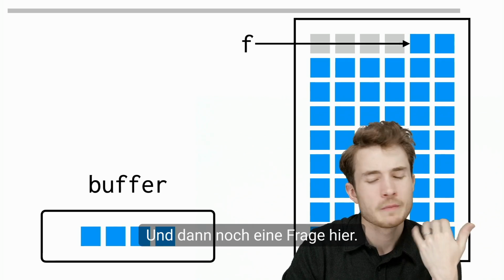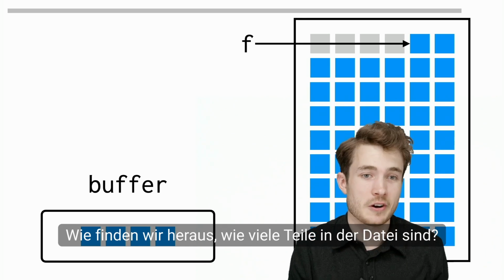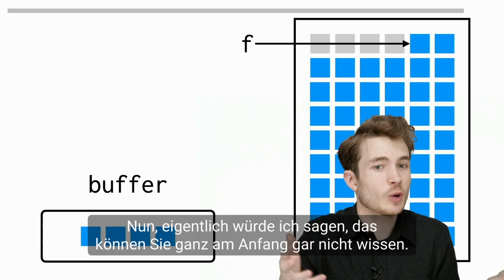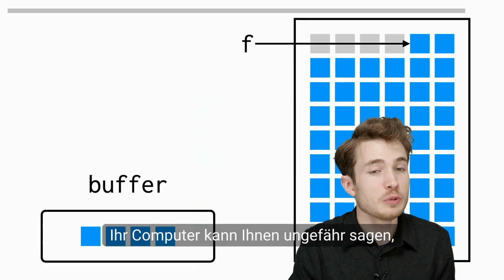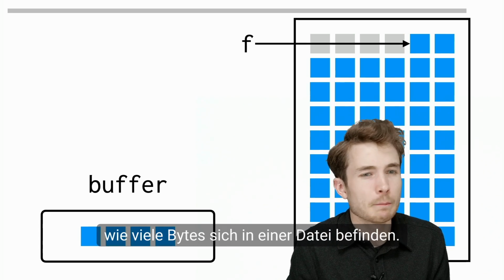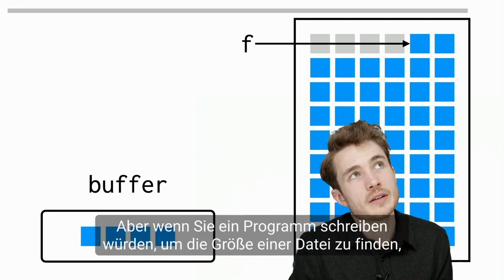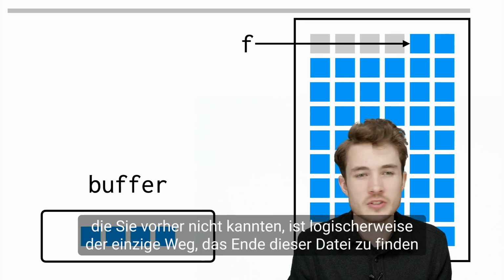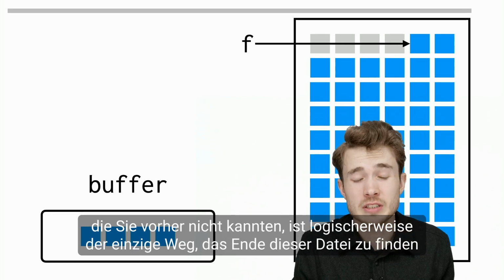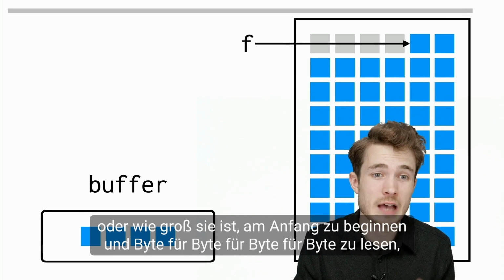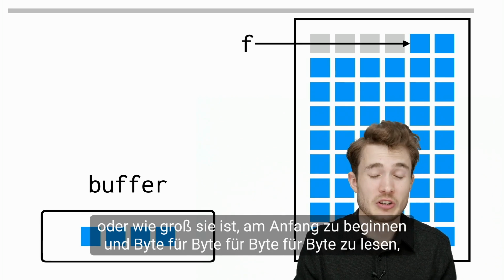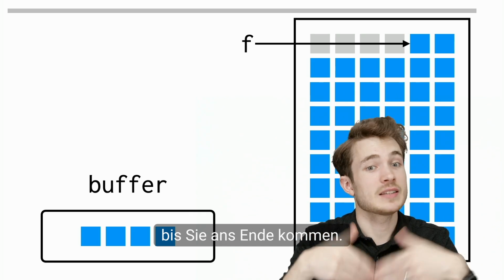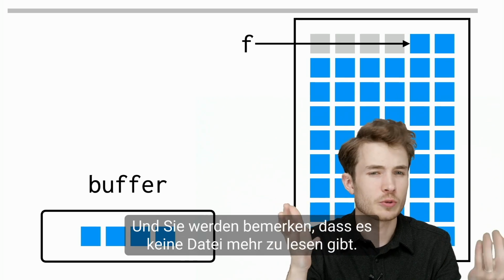And then another question here, how do we find how many chunks there are in the file? Well, actually, I would argue you can't quite know at the very beginning. Your computer is able to tell you roughly how many bytes are inside a file, but if you were to write a program to find the size of a file that you didn't know beforehand, logically, the only way you can find the end of that file, or how big it is, is by starting at the beginning, reading byte by byte until you get to the end, and you'll notice there's no more file left to read.